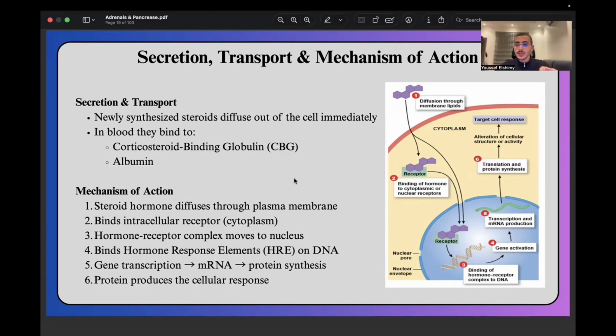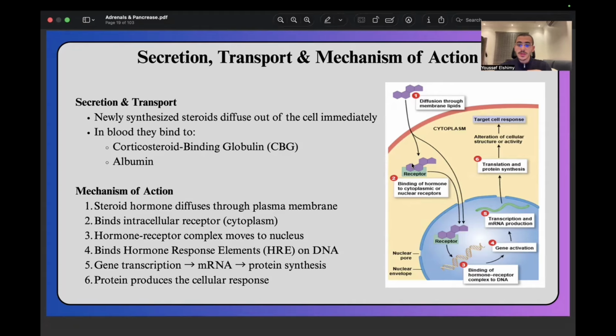Whenever they reach their target tissue, these hormones get unbound from the complex, and then they diffuse easily into the cytoplasm because they are hydrophobic or lipophilic. The hormone diffuses inside, and then binds to an intracellular receptor. It might be a receptor in the cytoplasm or even a receptor in the nucleus. When it binds, it forms a hormone receptor complex, and this complex moves inside the nucleus.